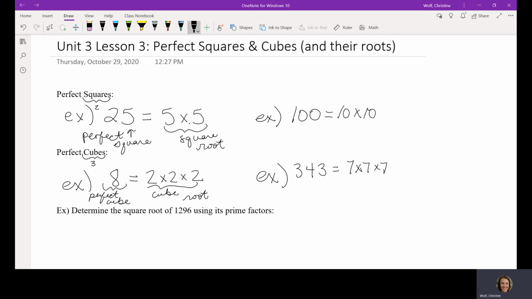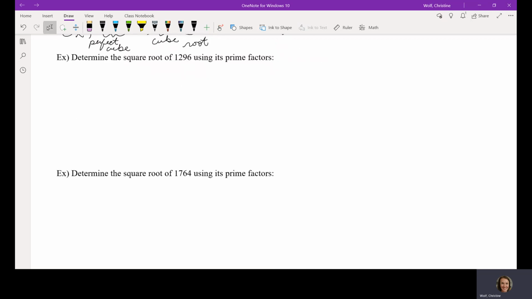The next question we're going to get into today is determining the square root of a big number, 1296, using its prime factors. In other words, we're going to use the factor tree that we've been practicing the last couple of days to find the square root of 1296.